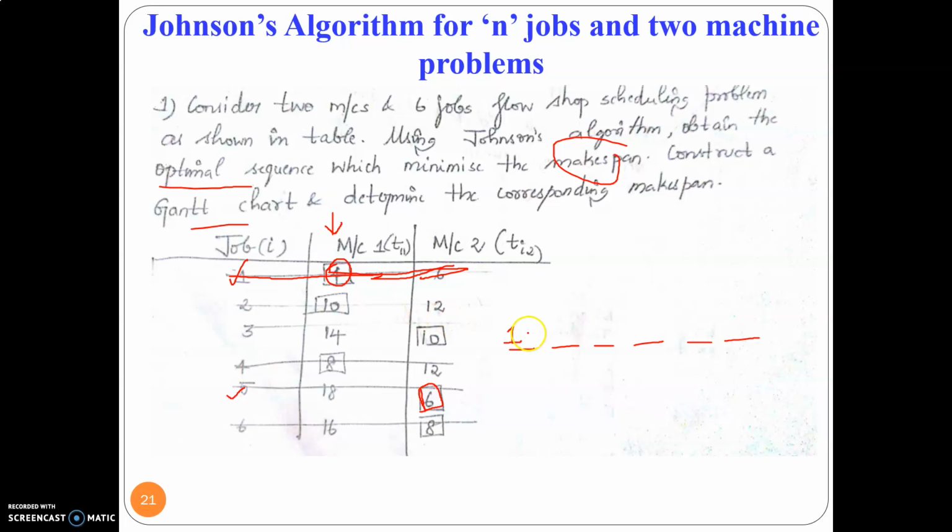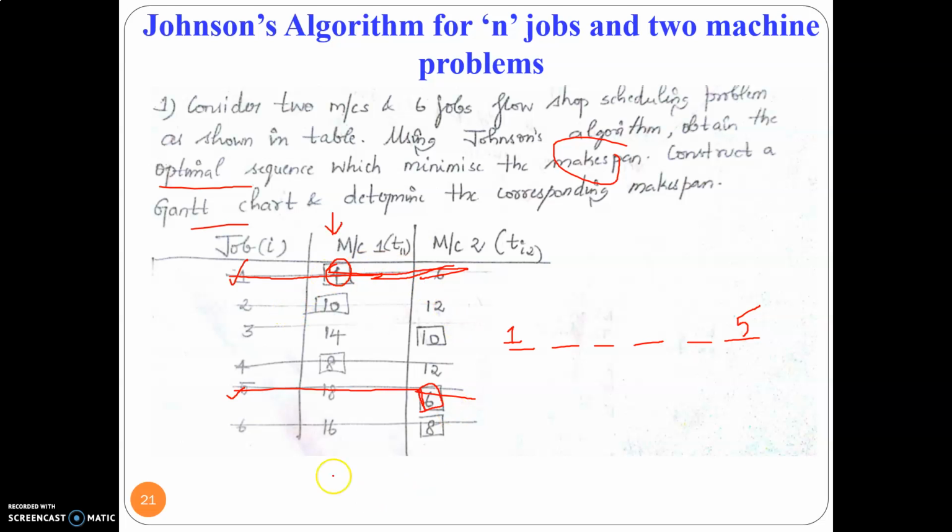Now I have to check whether it should be allotted to the start of the sequence or the end of the sequence. See where this minimum processing time is. It's in mission 2. If the minimum processing time is in mission 2, allocate the corresponding job to the last available position in the sequence. So allotted in the last available position. Strike out the job.